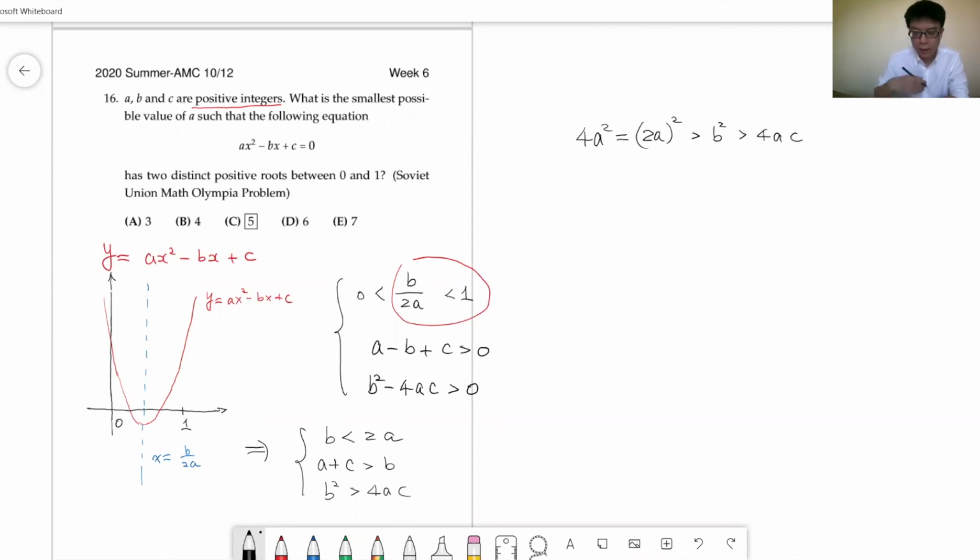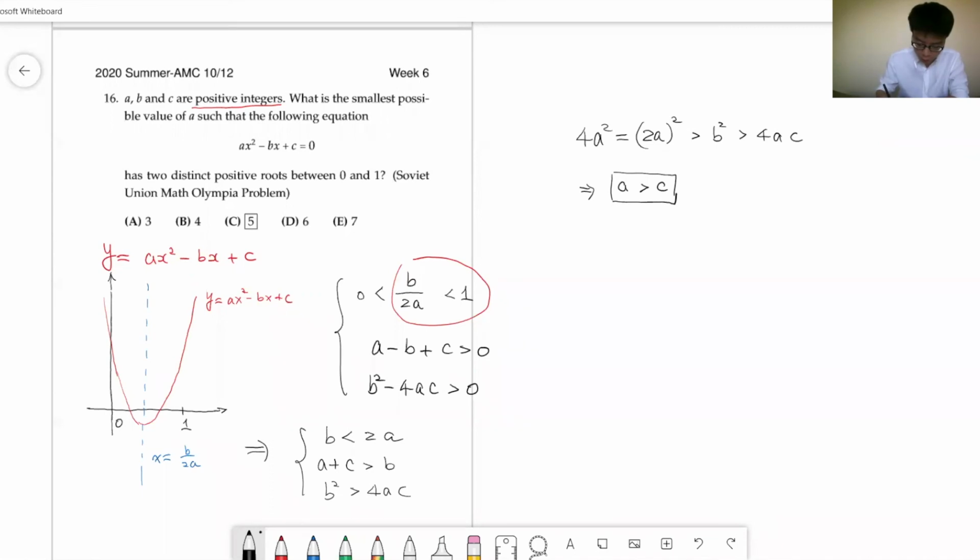4ac. From here, we can cancel one a. This implies a is larger than c. Okay, a is larger than c. So c is at least 1, so a is at least 2.